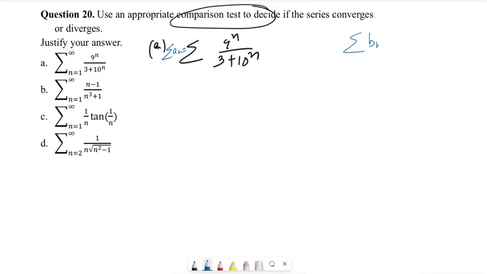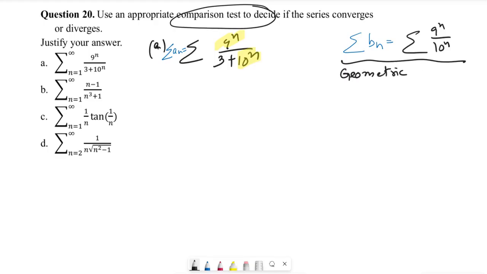So I need to come up with another series bn. I'm going to get the hint from the original series and think that bn is (9/10) to the power n. Now, if you notice, this one is a geometric series, first of all, with common ratio equal to 9/10, the absolute value of which is less than 1. Therefore, we know that bn converges.